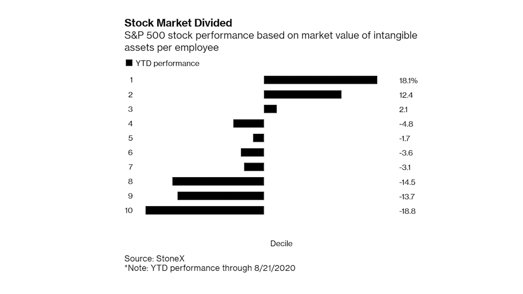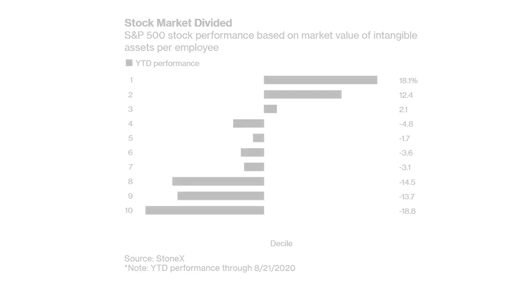If you go down further, you can see that it just gets worse as you go down. The actual bottom, in other words, the companies that employ the highest number of laborers and have the fewest total amount of intangible capital are the ones that are doing the worst. So in a sense, what's happened is that the firms that rely least on employees to make money have beaten the firms that rely most on employees to make money by 37 percentage points this year.